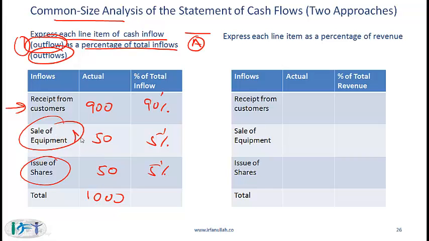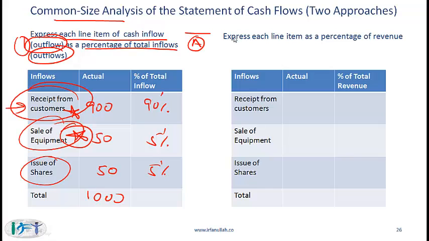If you notice that a company is getting most of its money from this source, sale of equipment, then that would clearly be a concern. For a strong company, most of the inflow should be coming from customers, from its core operation.